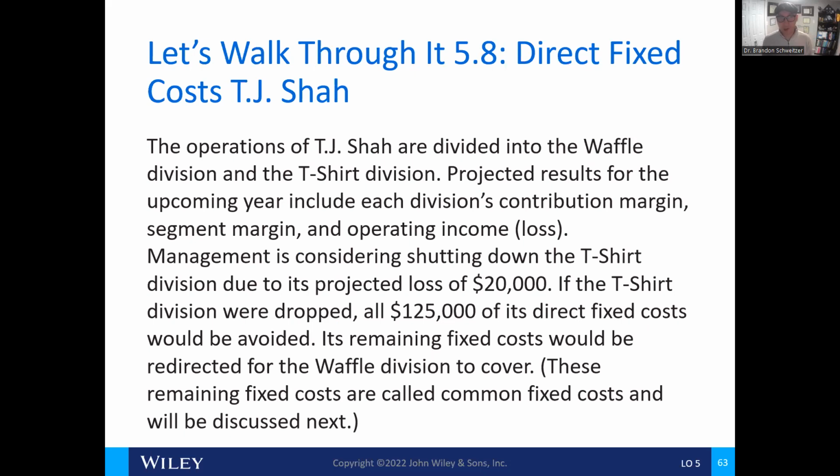Management's considering shutting down one of the divisions due to a projected loss of $20,000. If the division's dropped, all $125,000 of direct costs would also be avoided. The remaining fixed costs would be relevant to their existing division that would remain. The remaining fixed costs are called common fixed costs.